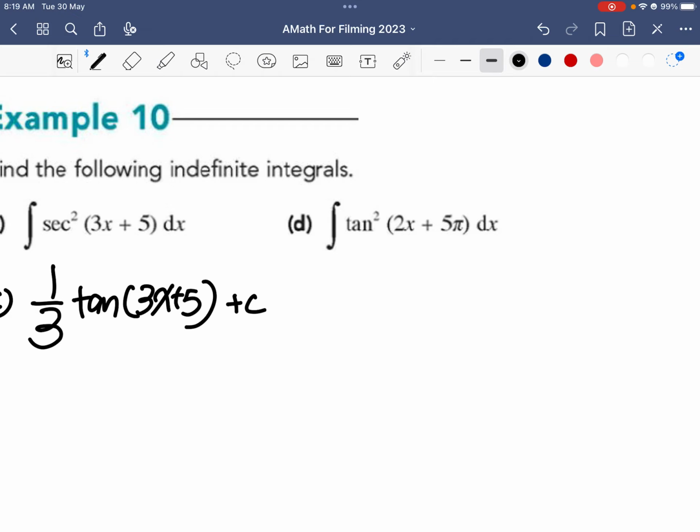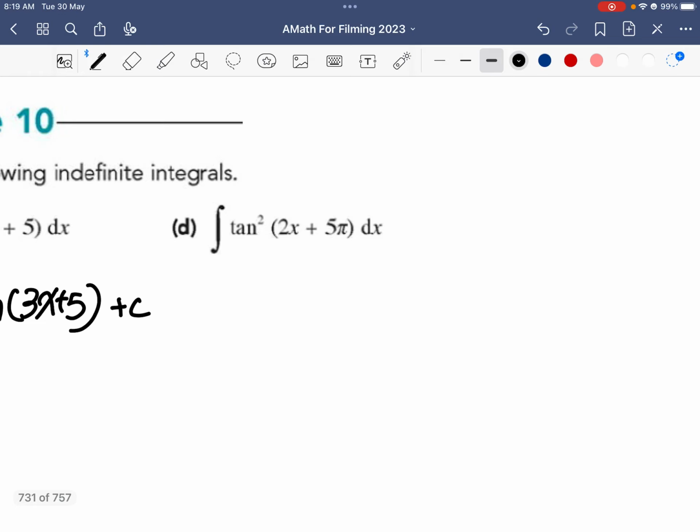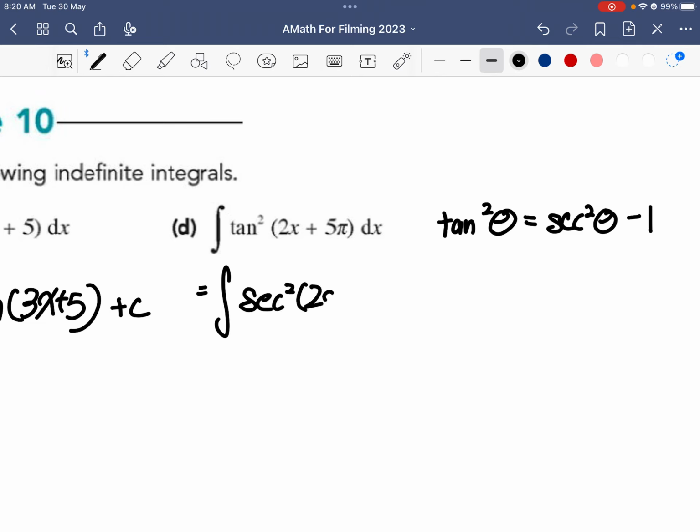Now, last but not least, tangent square. You are not able to integrate tangent square at the moment. So one of the ways to do this is to remember an identity from trigonometry, that tangent square theta is equal to secant square theta minus 1. So what we can do here is simplify. What I get is the integral of secant square 2x plus 5 pi minus 1 with respect to x.